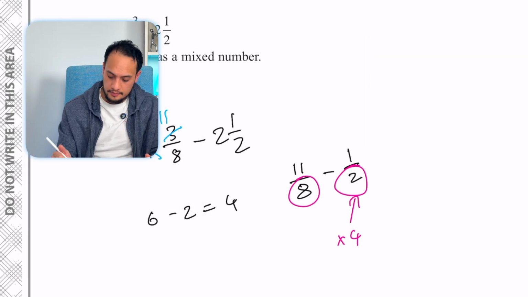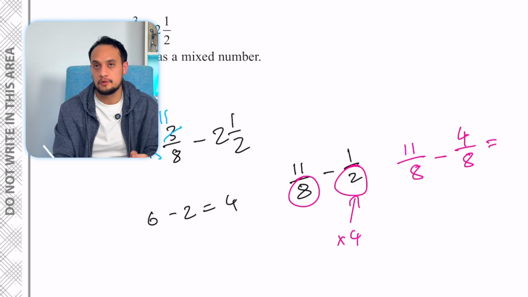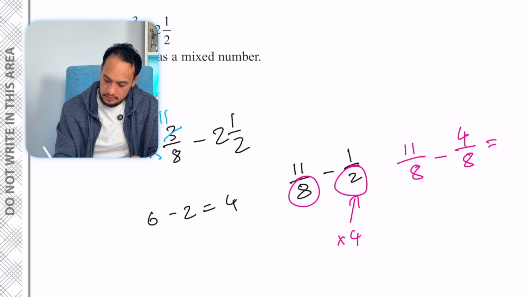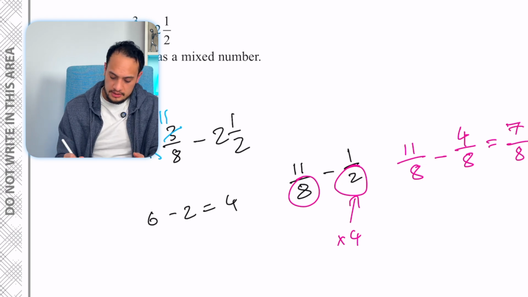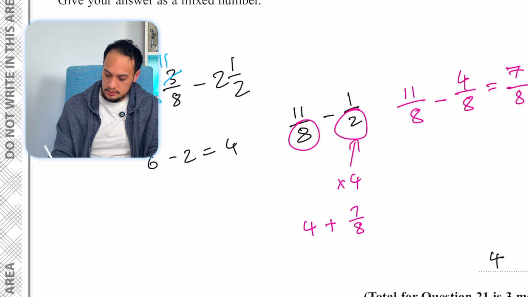So I get 11/8, take away, I'm going to put the 8 on the bottom. I'm timesing both of them by 4. And I get 4/8. So 11 take away 4 is 7. And the 8 remains the same. So when I put that together, I've got 4 plus 7/8, which is the same as 4 and 7/8.